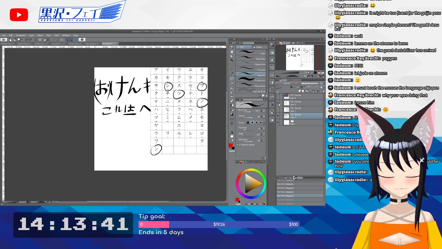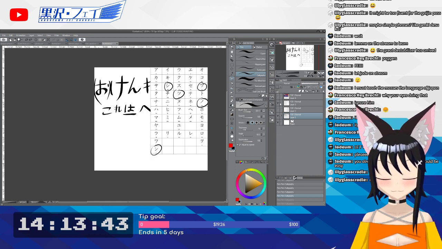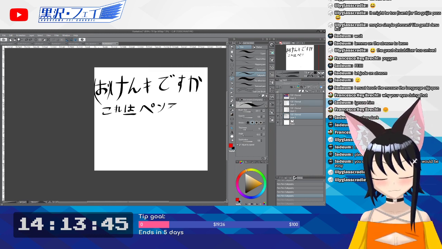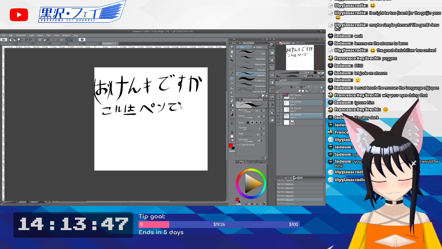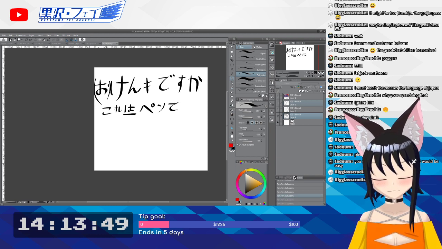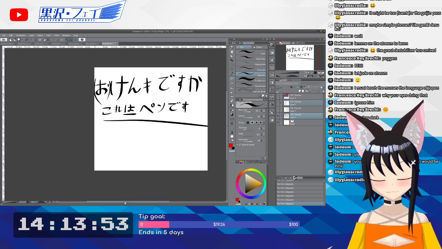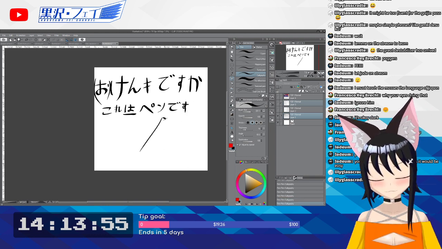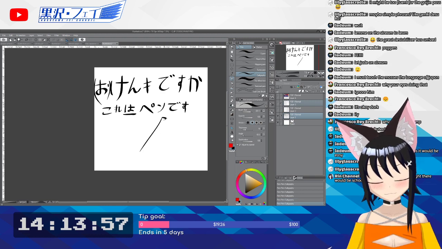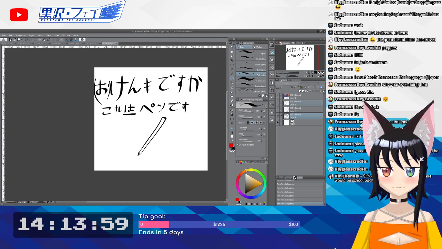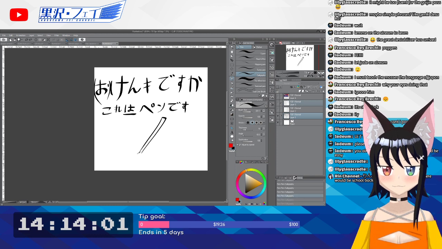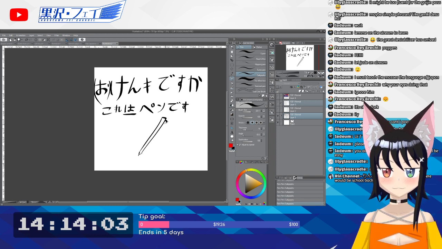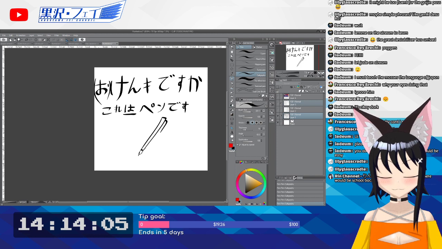All right. Small brain moment right now. I'm actually not having a good time with my... Voila, kore wa pen desu. And I'm just gonna draw a pen. Here we go. It's a beautiful pen.